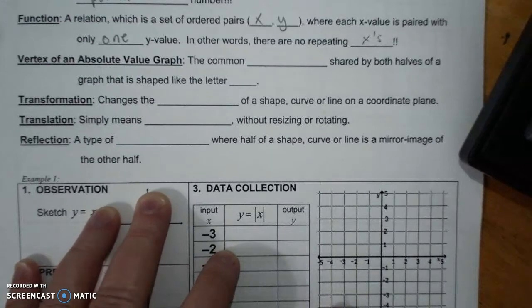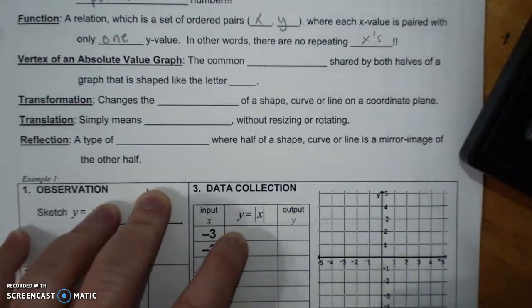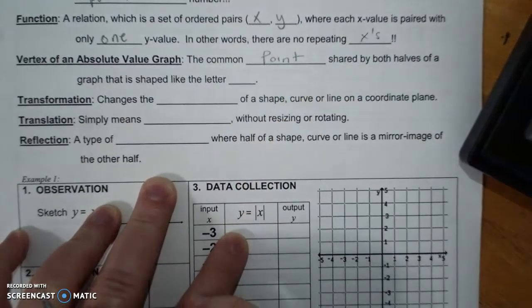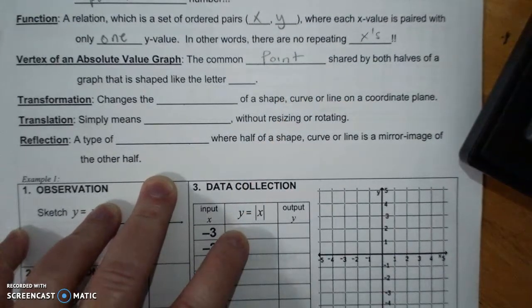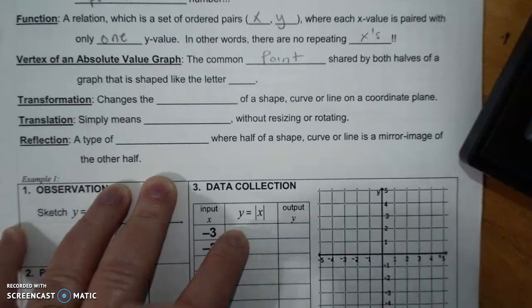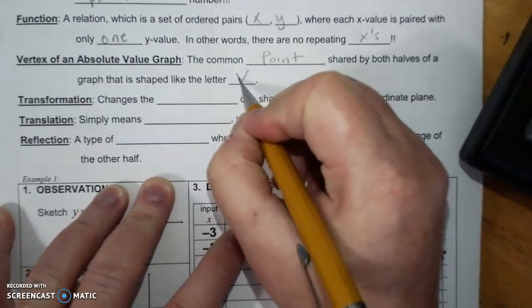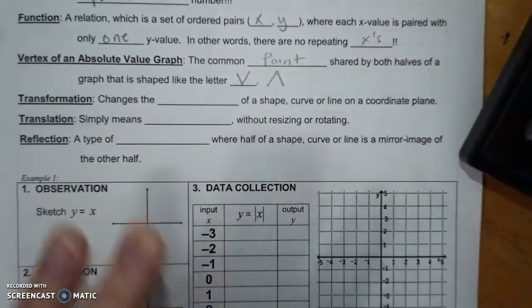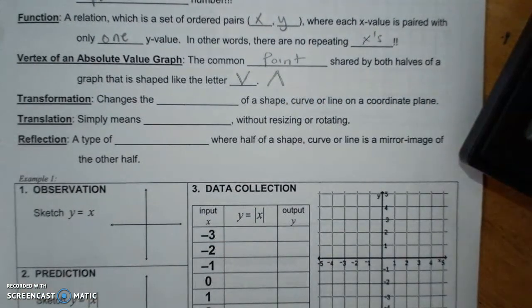The vertex of an absolute value graph is the common point shared by both halves of the graph, and it's shaped like the letter V. So absolute value graphs look like this, or they look like this. Those are the only two things that an absolute value graph will look like.